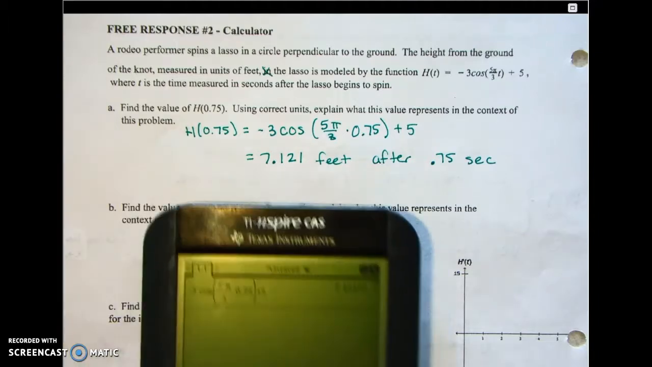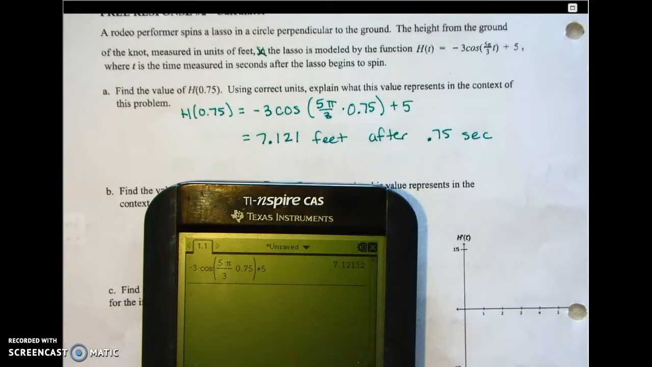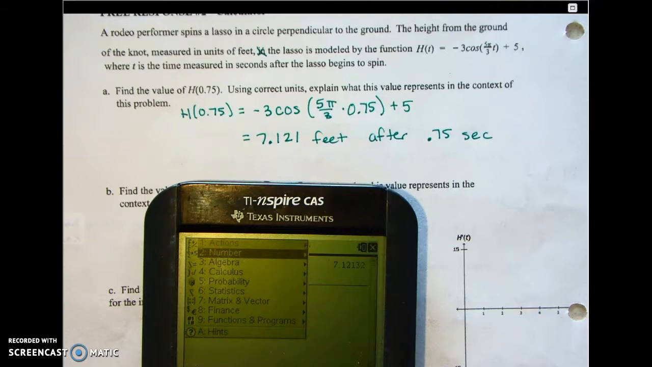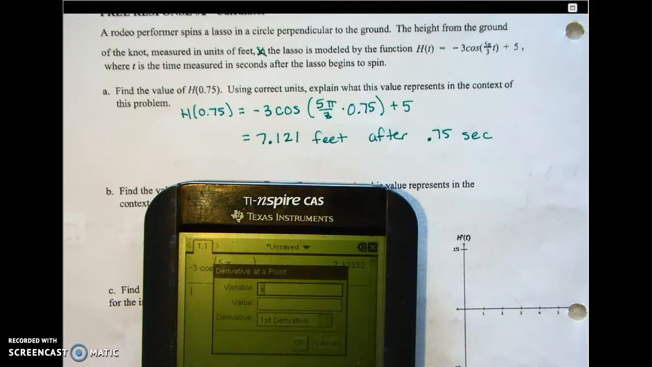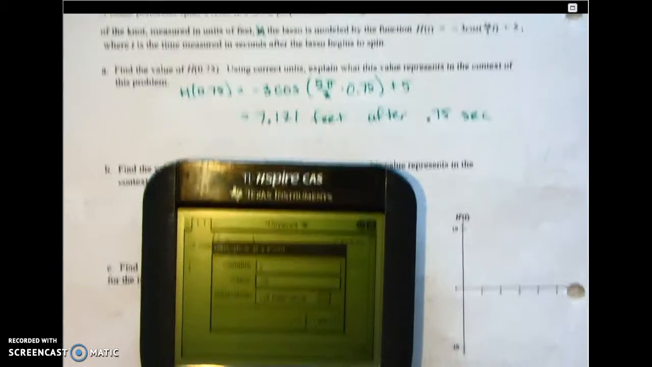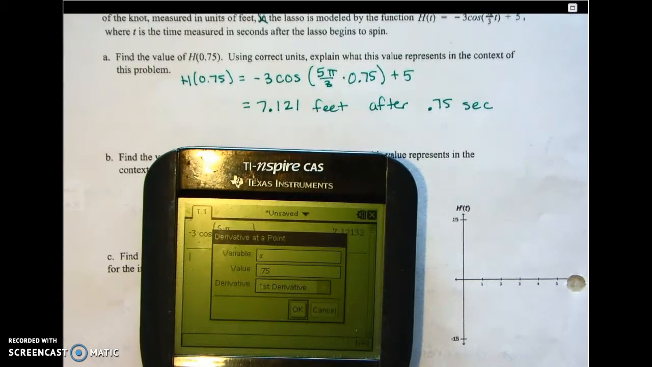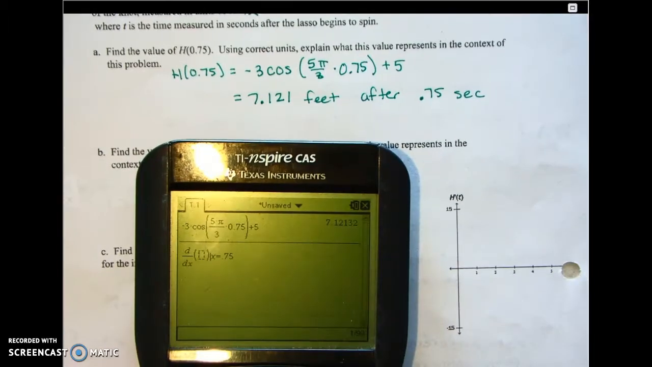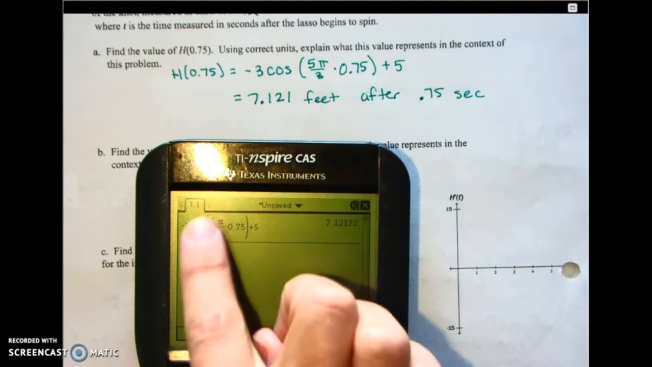Okay. So since I'm already in the calculator screen, this is hilarious. That's the wrong bell. Derivative at a point. My value is going to be 0.75, and I have x here, so I want to make sure that when I type it in, I'm typing in x and not t. T's on the paper. So what I'm going to do is I'm going to type this in.